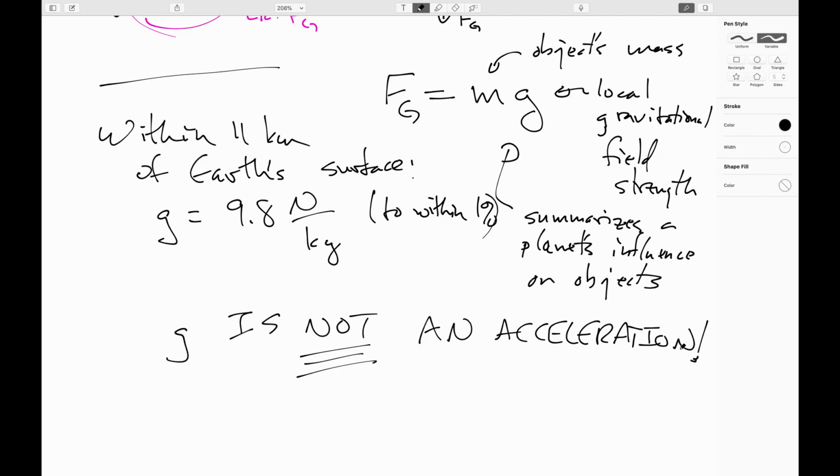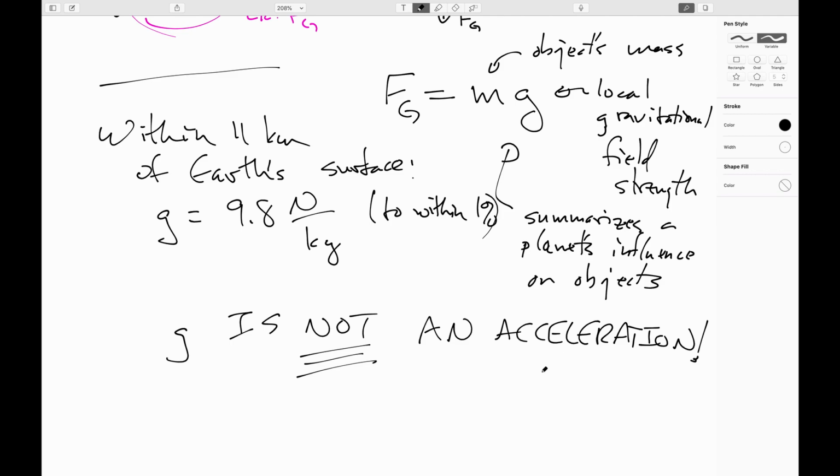But just to give away a bit of the story here, by the time you are at the altitude where the International Space Station is orbiting the Earth, g is already 8.9 newtons per kilogram, and telecommunications satellites experience g at 0.223 newtons per kilogram as we get away from the center of the Earth. So it's not an acceleration.